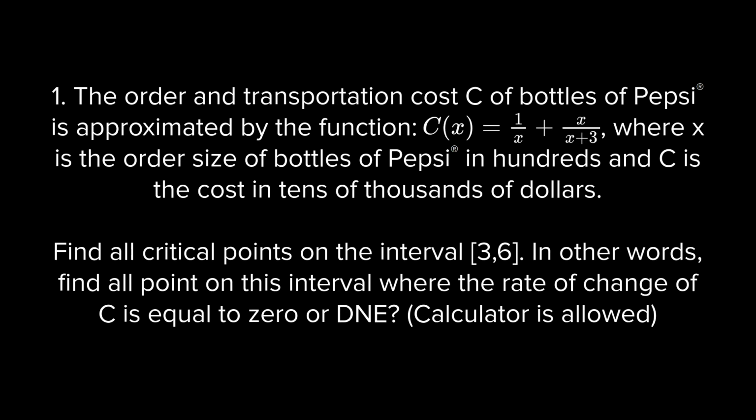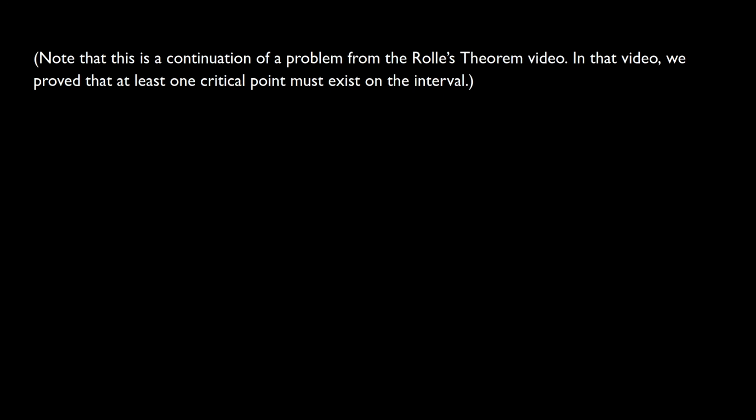In other words, find all points in this interval where the rate of change of C is either equal to 0 or doesn't exist. And you are allowed to use a calculator for this problem. So first, you might notice that this is also the same problem as the Rolle's theorem video, and it's a continuation of that problem. So in that video, we proved that at least one critical point must exist on the interval. But in this video, we're actually going to find where that critical point is. So get ready for some algebra.